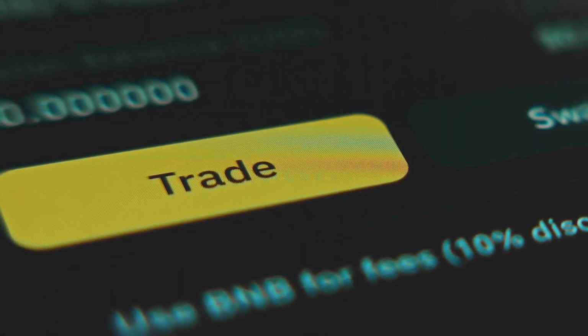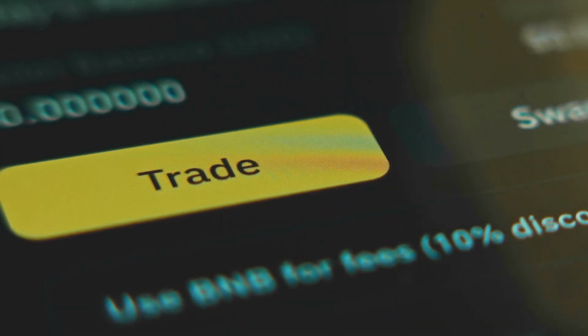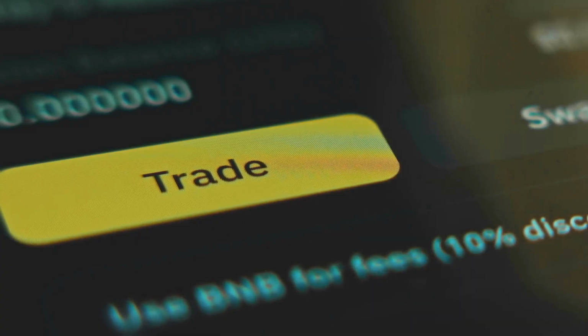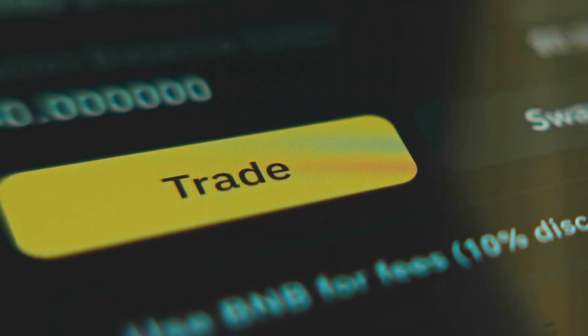Practice on a demo account. Go back through your charts. Identify past liquidity sweeps. Study how they formed. Study how price reacted afterward. This trains your eyes to spot setups in real time.